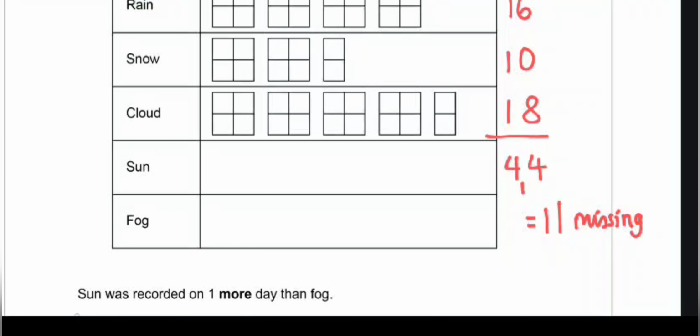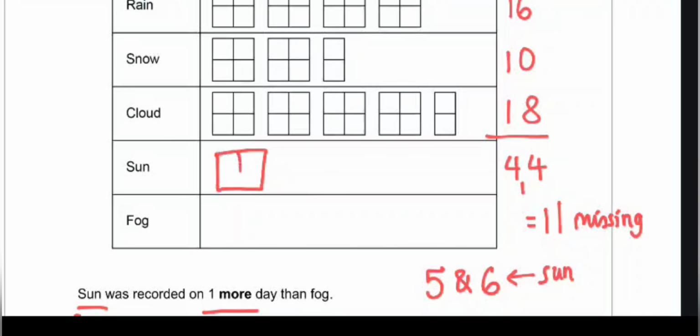And it says sun was recorded on one more day than fog. So we need a number that is one more than the other number where they add together to make 11. So 6. 6 is one more than 5. Go back to the question. That's for sun. And now we just draw it in using their system. So we've got a window looking thing, and then half of it to make 6, and a window looking thing, and a quarter of it to make 5. That's the whole question.